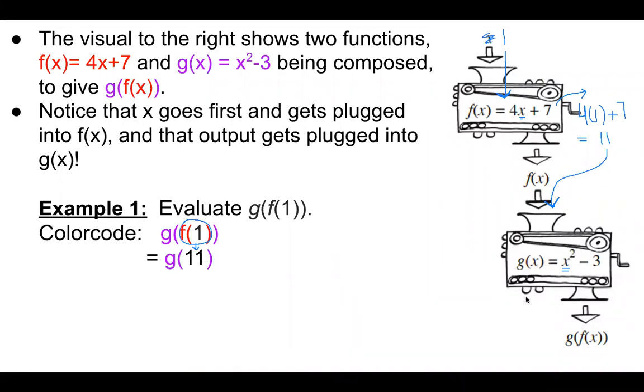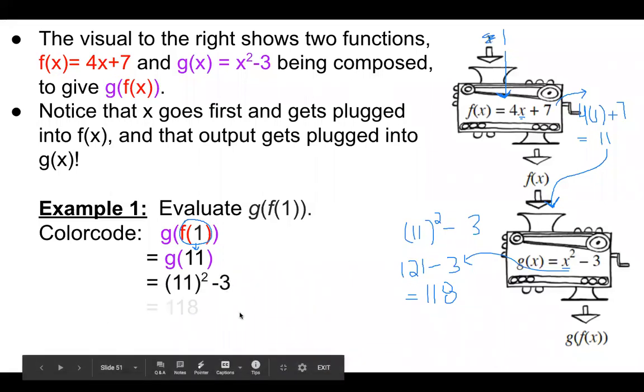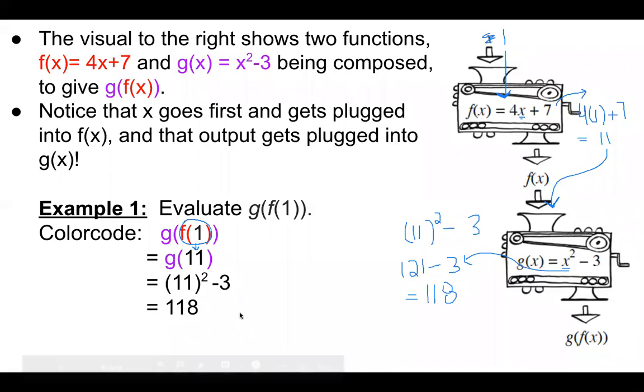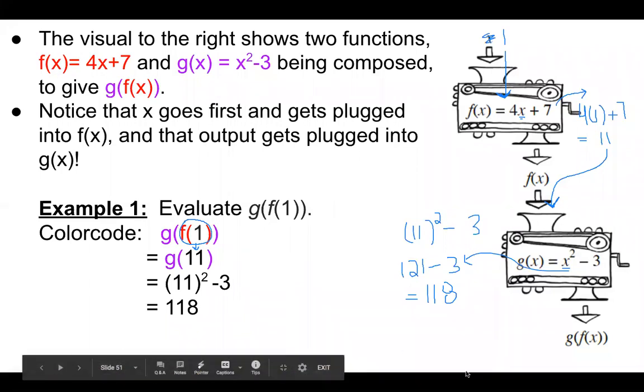So basically, if you take 11, you plug it into here. Let me draw an arrow to show you. So 11 squared minus 3. 11 squared is 11 times 11, that's 121, minus 3. And I believe that does indeed give us 118. That would be the answer. The answer here would be 118. Let me know if anyone has any questions in the chat on how we got 118.